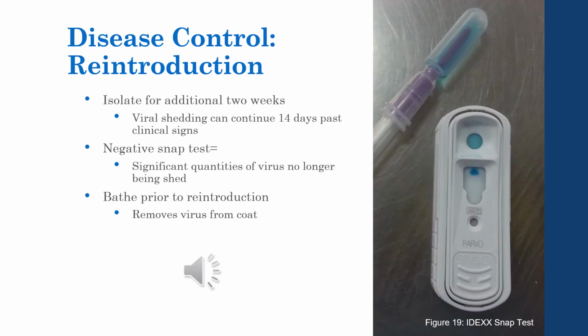Infected cats should be isolated for 14 days past the resolution of any clinical signs, along with a confirmatory negative snap test. A negative snap test proves that significant quantities of the virus are no longer being shed. Cats should never receive a bath to remove any residual virus on their coats before being reintroduced into the general population.